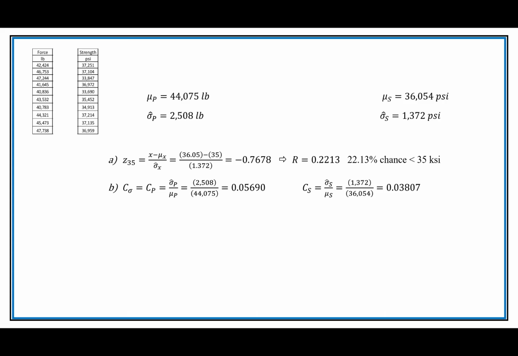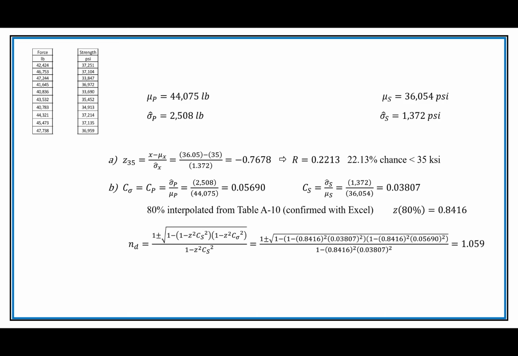Now we do the coefficient of variance transformation for 80%, and either interpolating or getting it from Excel, we find that it has a transform of 0.8416. We're able to push those things together with this equation and find we need to have a design factor of 1.059. Now I've broken my standard rule of only 2 decimal places for a safety factor, but only because this is an in-between number that we're going to use to calculate something.